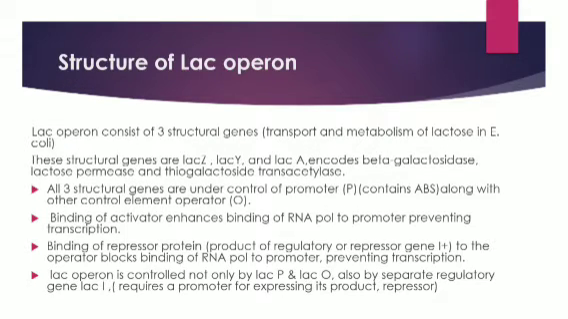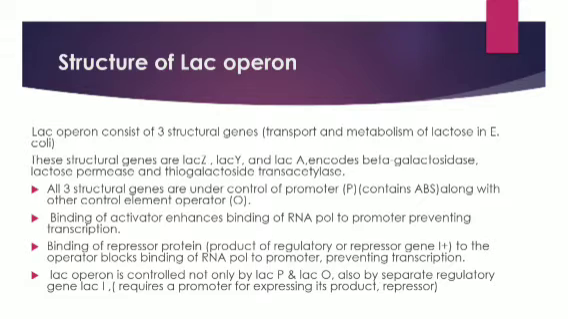So, structure of the lac operon. The lac operon usually consists of three structural genes which are used for transport and metabolism. These structural genes are lacZ, lacY, lacA, which encode beta-galactosidase, lactose permease, and thiogalactoside transacetylase. All three structural genes are under control of promoter P along with another control element, the operator.